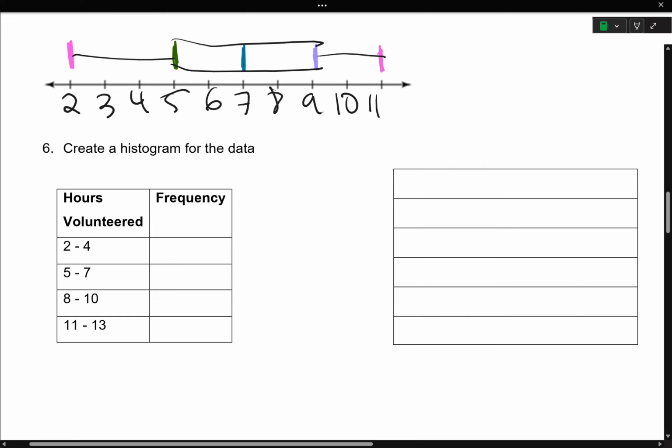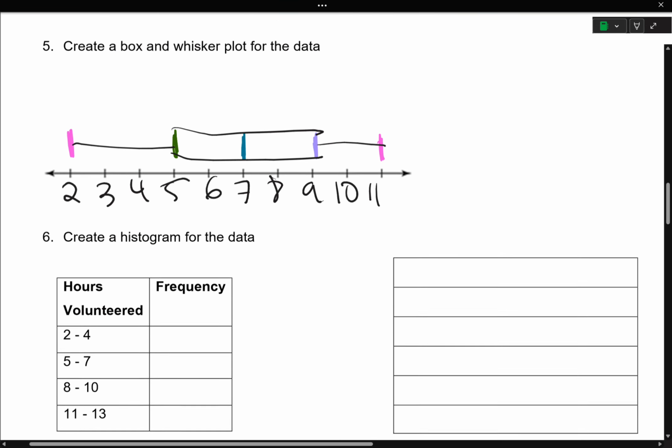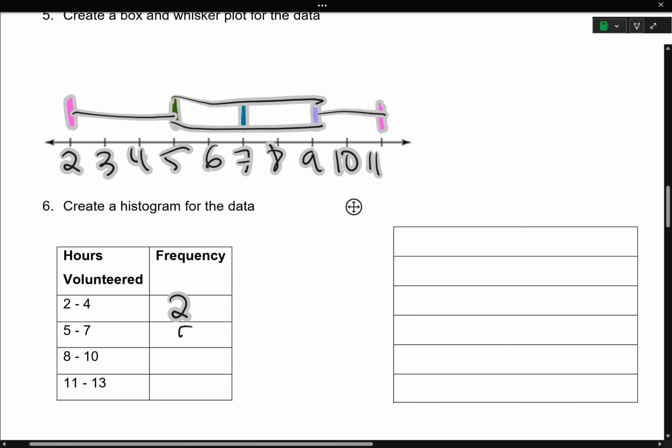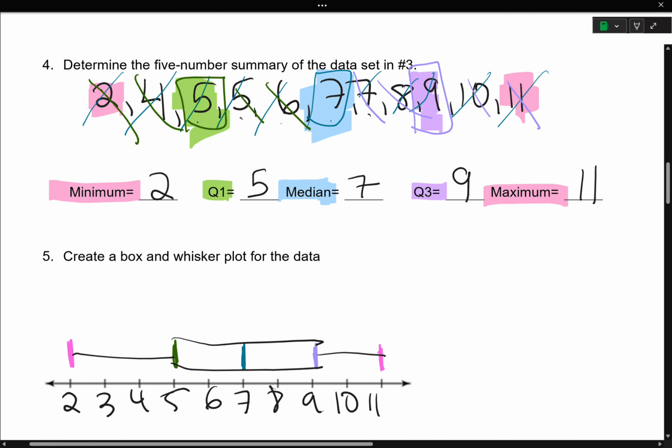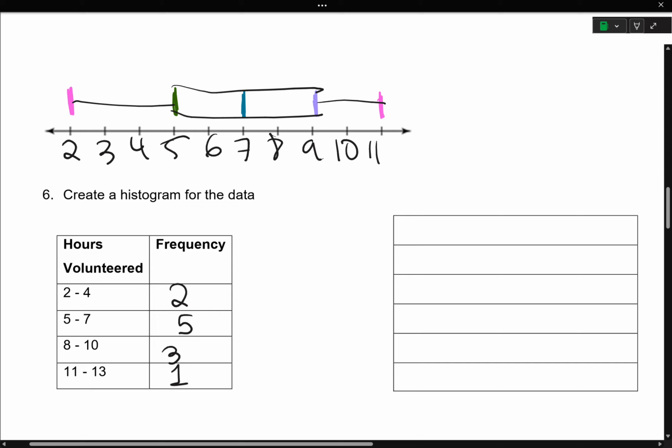Lastly, let's create a histogram. Okay, so we have hours volunteered and frequency. So let's check it out. 2 to 4 hours volunteered. How many people did we have 2 to 4? Just 2. 5 to 7 hours? We had 1, 2, 3, 4, 5. 5. 8 to 10 is 1, 2, 3, and 1, 11 through 13.